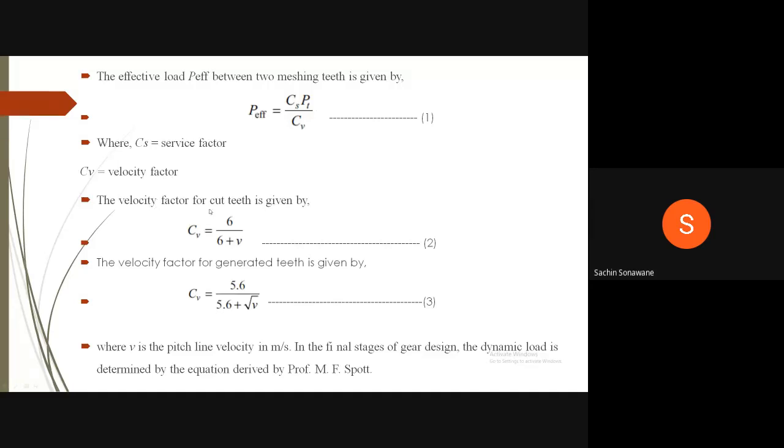The velocity factor for cut teeth is given by Cv = 6 / (6 + V), equation 2. The velocity factor for generated teeth is given by Cv = 5.6 / (5.6 + root V), equation 3, where V is the pitch line velocity in meter per second. In the final stages of gear design, the dynamic load is determined by the equation derived by Professor M.F. Spotts.